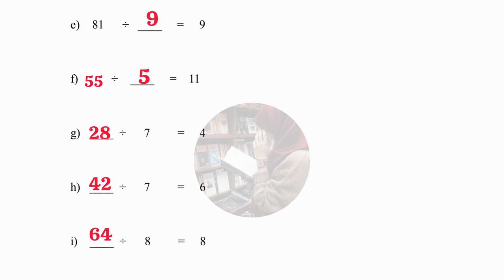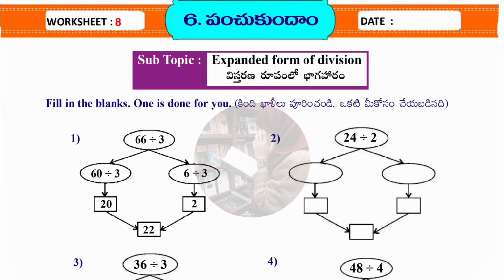Next one, dash divided by 7 equal to 6. So 7 6s 42. Write down 42. So 42 divided by 7 will get 6 as the answer. Okay, next one, dash divided by 8 equal to 8. So 8 8s 64. Write down 64 as the answer. In this way you have to understand and write it down.